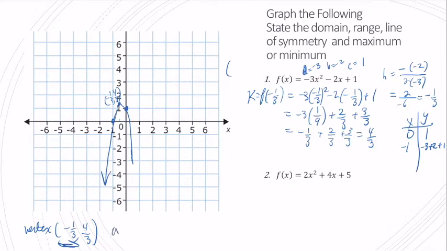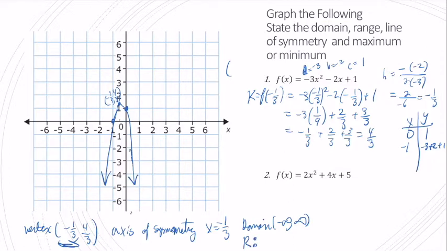My axis of symmetry is the x value of my vertex, so that's x equals negative 1/3. My domain is negative infinity to positive infinity. My range, well, that goes all the way from negative infinity to 4/3. So we're going to go negative infinity to 4/3, and 4/3 is included. And the vertex is my maximum point because it opens down. And I knew it opened down because a was negative.